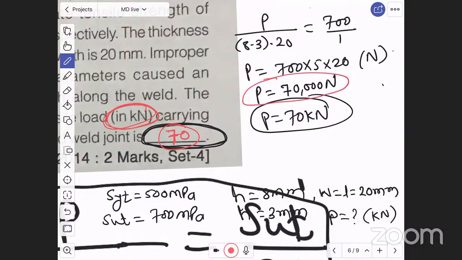But if you type 70,000 in this question, you will get 0 marks, because for fill in the blanks question there is no negative marking. And if you type 70, then you will get 2 marks. Right? For 70,000 answer, you will get 0 marks, and for 70 only, you get the marks.